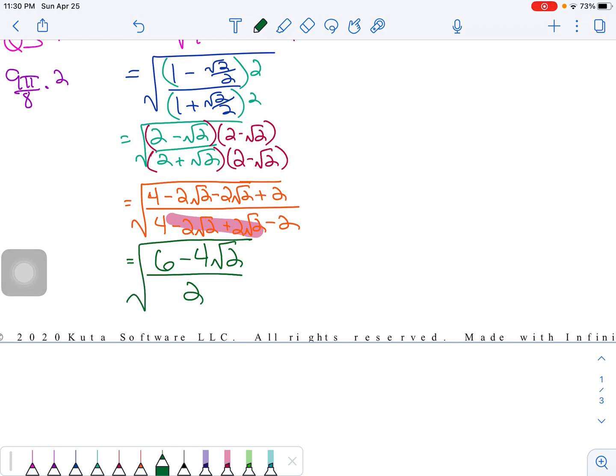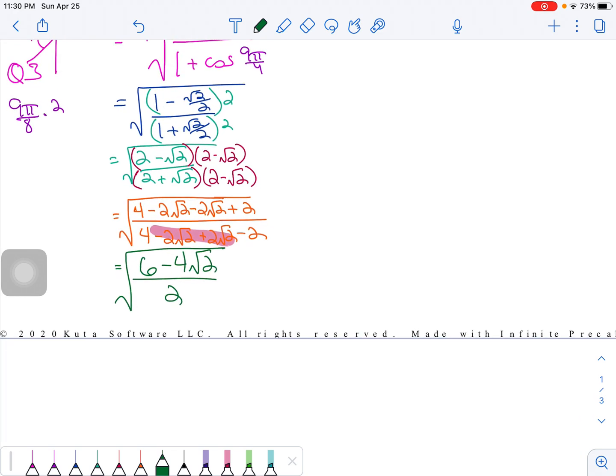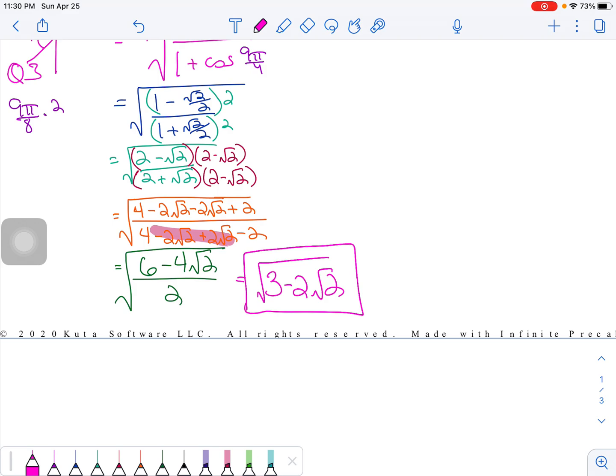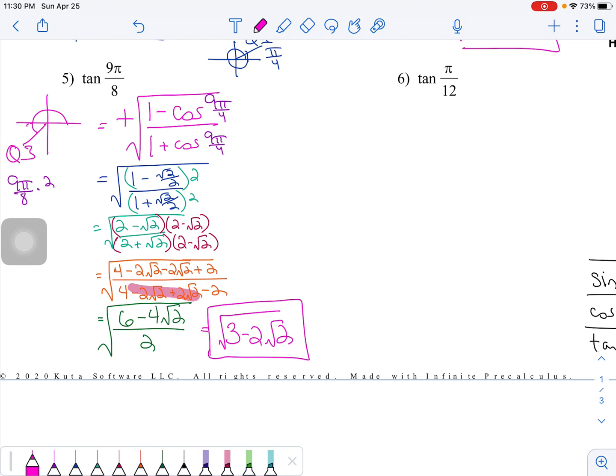And I told you I'm going to put that big square root in there, and I am going to. I promise we've got one more step. The last piece here is this 2 can divide into that 6, and this 2 can also divide into that 4 root 2. So this is going to become the square root of the quantity 3 minus 2 root 2, and the denominator is 1, so I don't have to write it. So the exact value of the tangent of 9 pi over 8 is the square root of the quantity 3 minus 2 root 2.